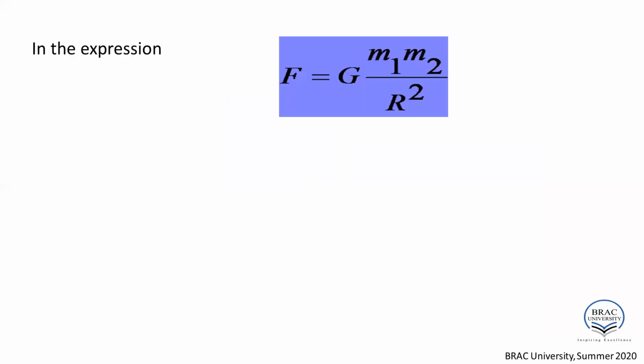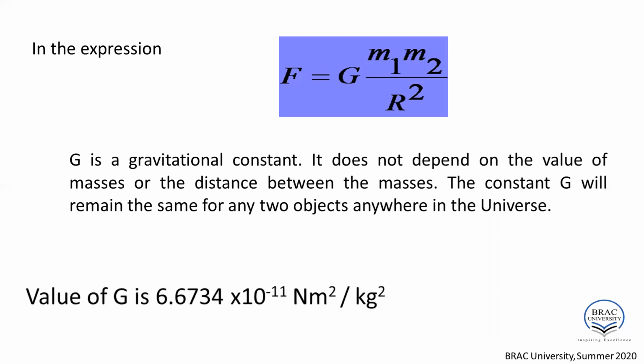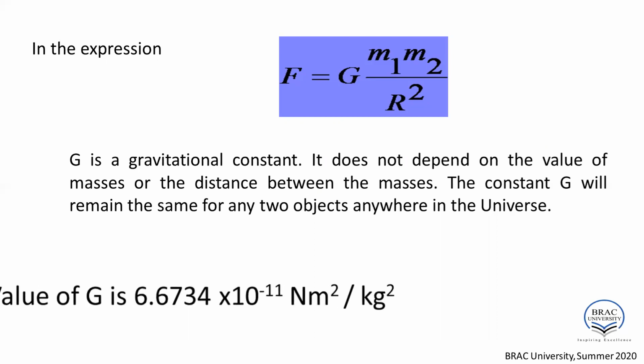In this expression, there is a constant G. G is the gravitational constant. It does not depend on the values of the masses or the distance between the masses. The constant G will remain the same for any two objects anywhere in the universe. And the value of G is 6.6734 times 10 to the power minus 11 Newton meter squared per kg squared. So this is a constant value.